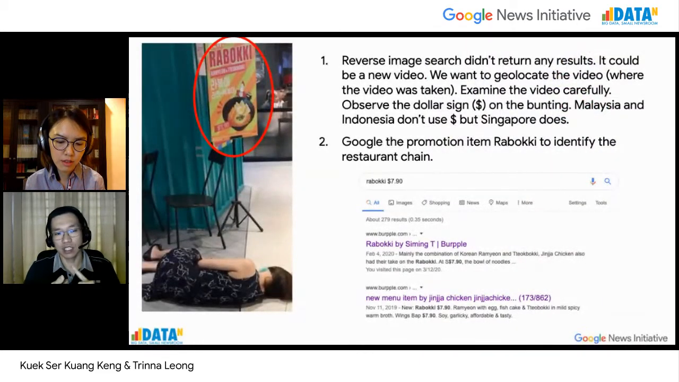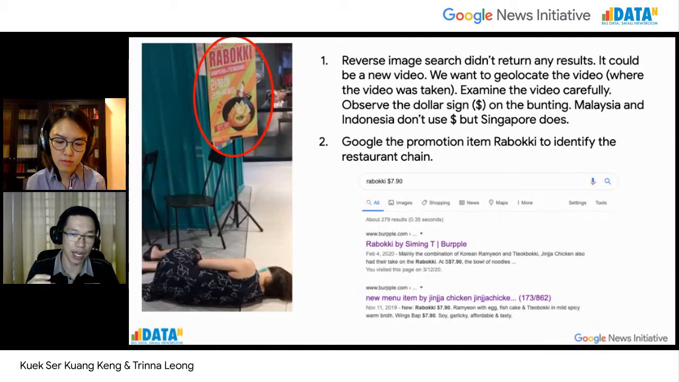So the first thing I did is a reverse image search, right? I took a footage, screen capped the video and tried to search online, and it didn't return any result, which means that it could be a new video. Nobody has uploaded any images on the internet yet. So I need to geolocate the video.